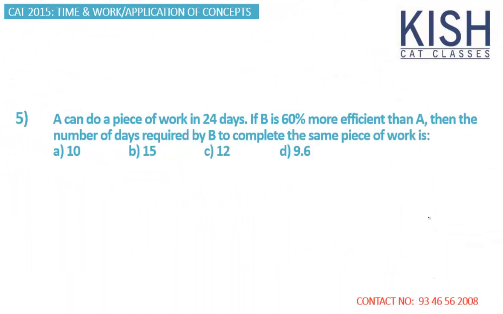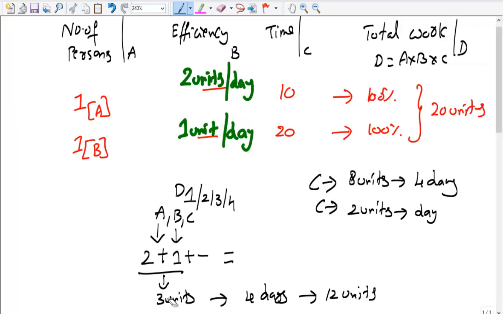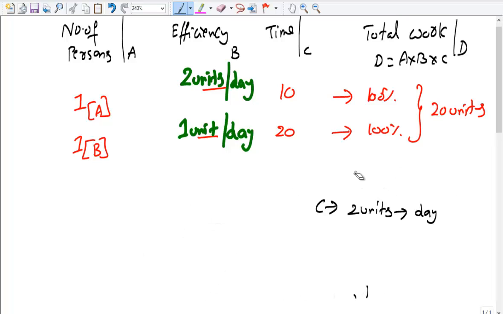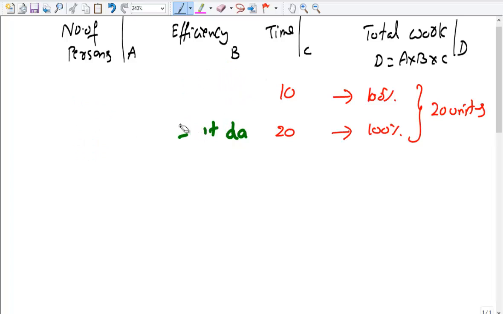Let's solve the next question. A can do a piece of work in 24 days. If B is 60% more efficient than A, then find the number of days required by B to complete the same piece of work. Now we have 2 persons here, A and B. However, here the comparison of efficiency is also given.